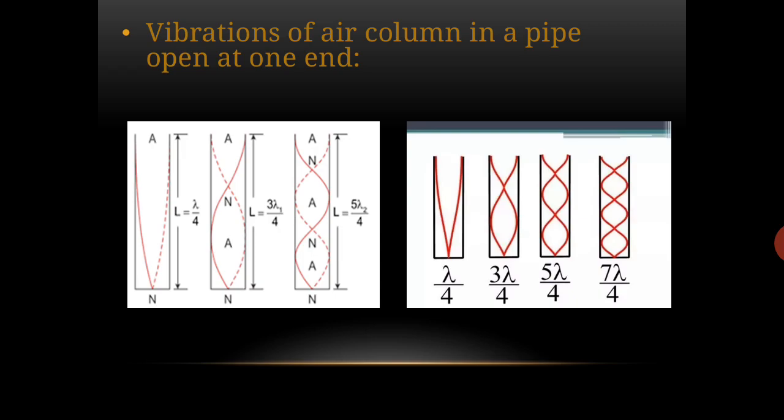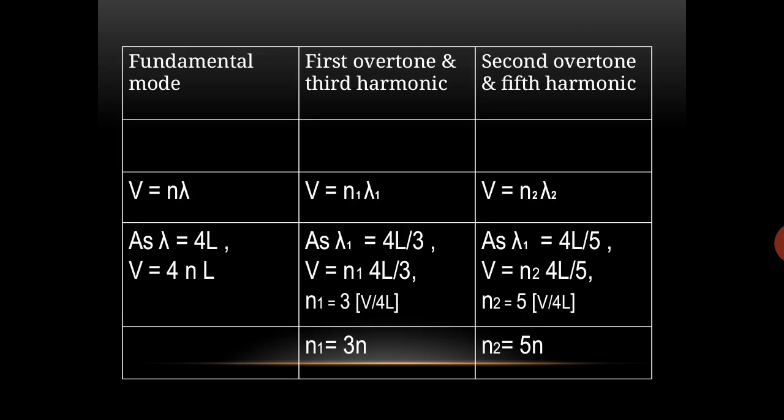In this we can put lambda equal to 4L in equation 1, which is V is equal to n lambda. Hence we get V is equal to 4nL. From this we can calculate the value of n, which is given by n is equal to V by 4L. So this is the frequency of the fundamental mode. L is the vibrating length of the air column. In this way we have calculated the fundamental mode.